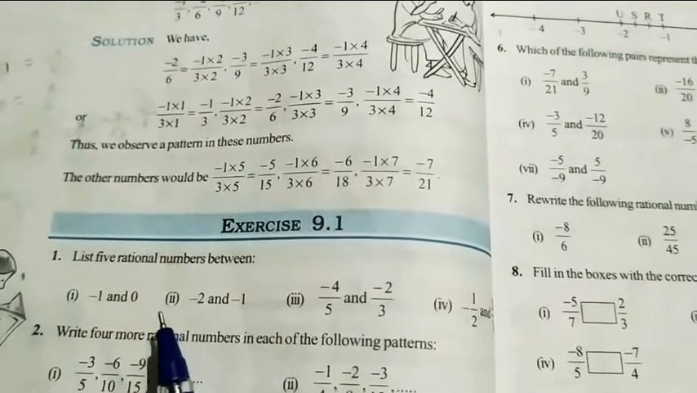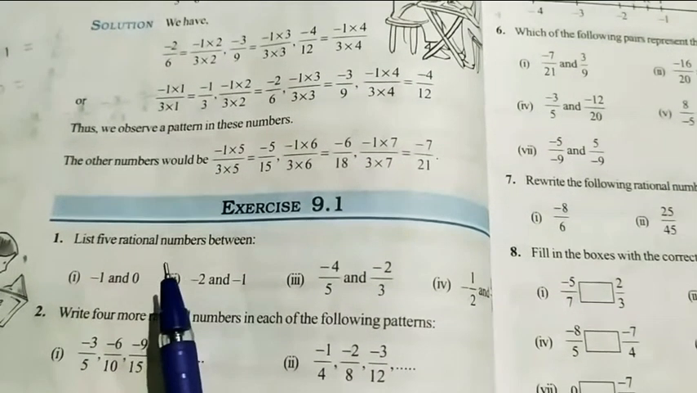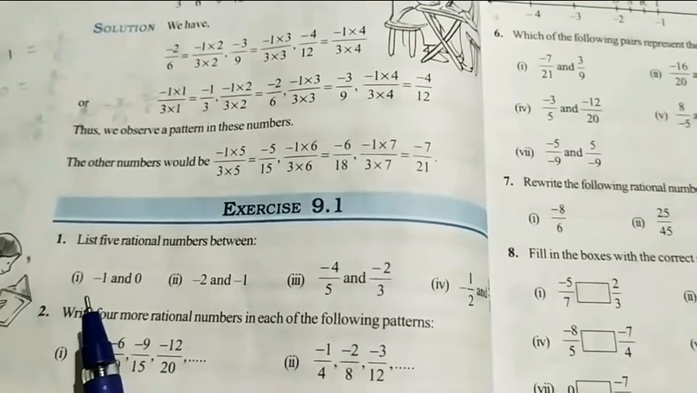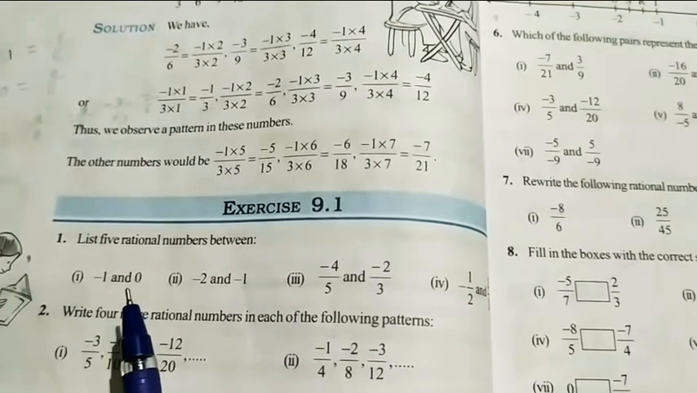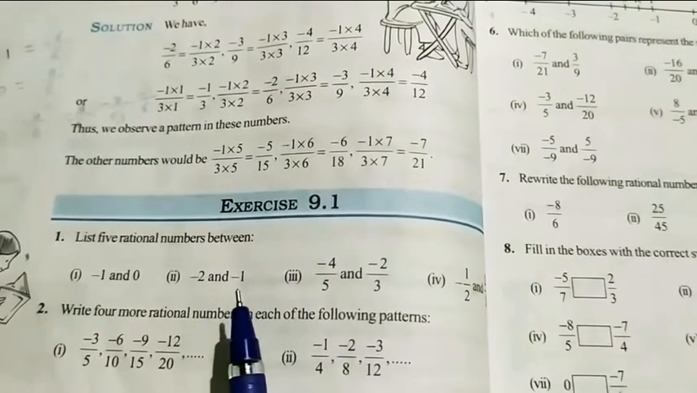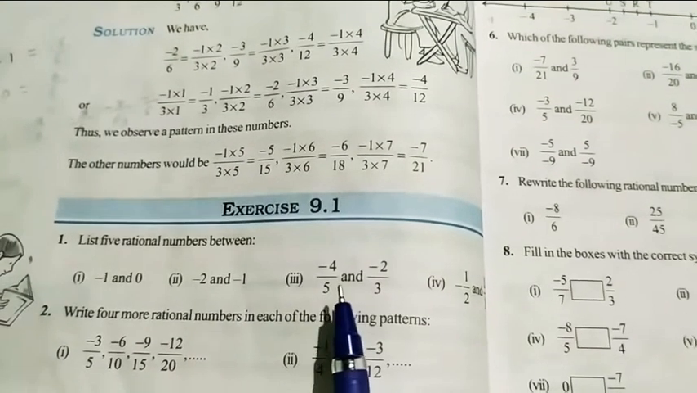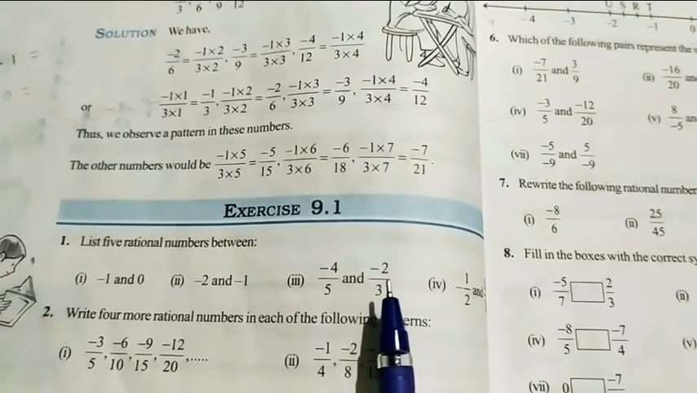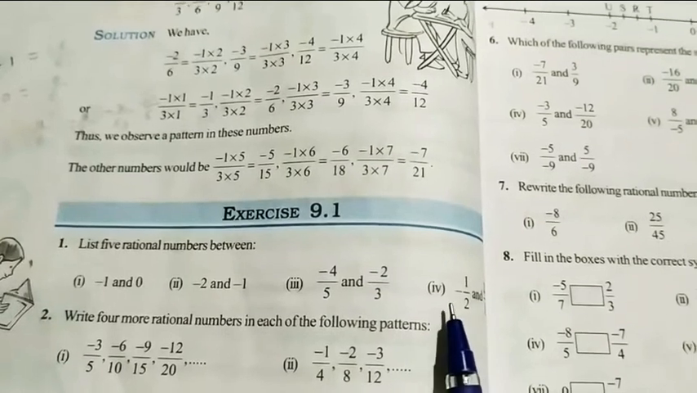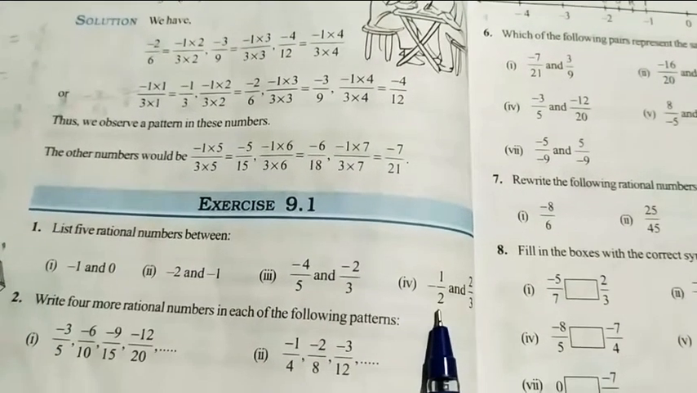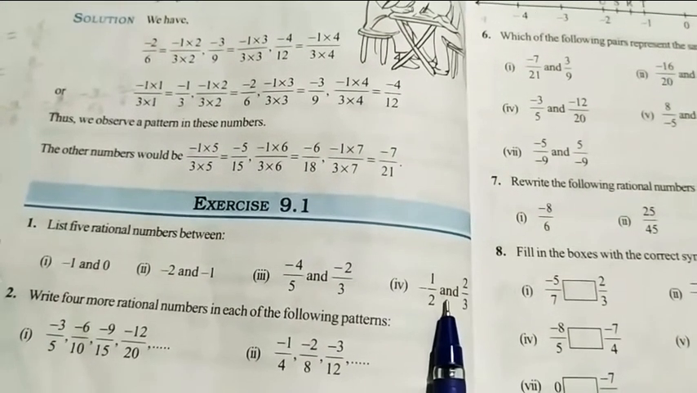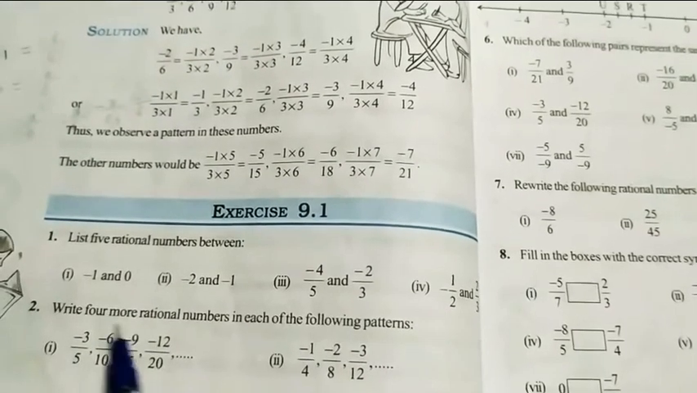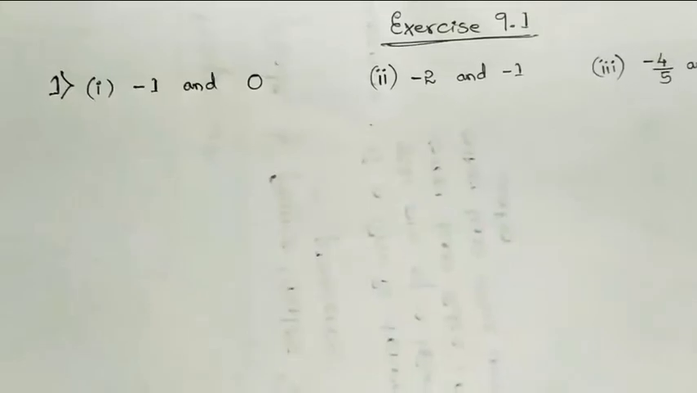In the first question, list 5 rational numbers between: the first one, -1 and 0; the second one, -2 and -1; the third one, -4 by 5 and -2 by 3; and the fourth one, -1 by 2 and 2 by 3. Okay, so let's start with the first one.